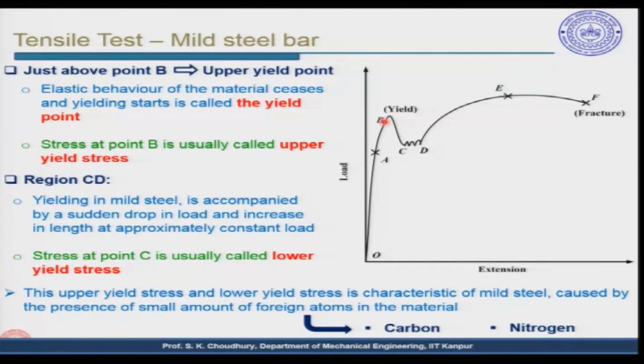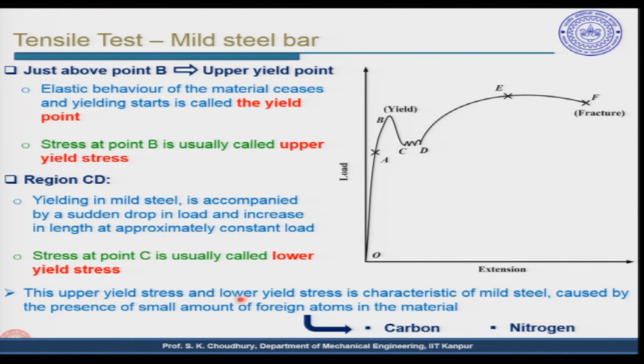Just above point B, as I said, is called the upper yield point. Elastic behavior of the material ceases and yielding starts; this is called the yield point. Therefore, the stress at point B is usually called the upper yield stress, and in the region CD, yielding in mild steel particularly is accompanied by a sudden drop of the load, as I said, and increase in length at approximately a constant load, here almost constant load. Stress at point C is called the lower yield stress.